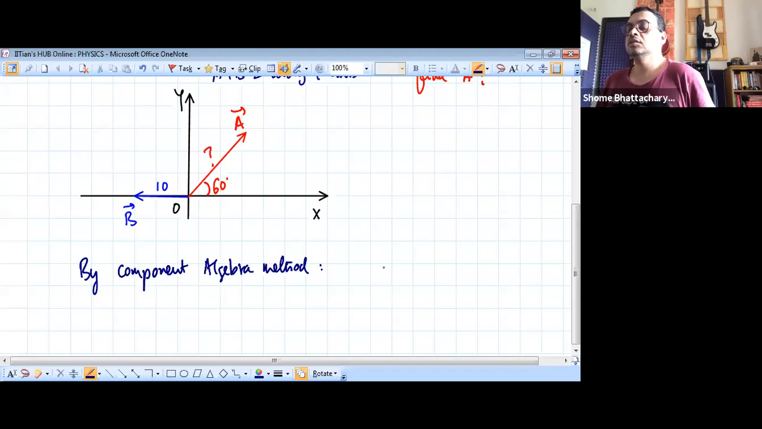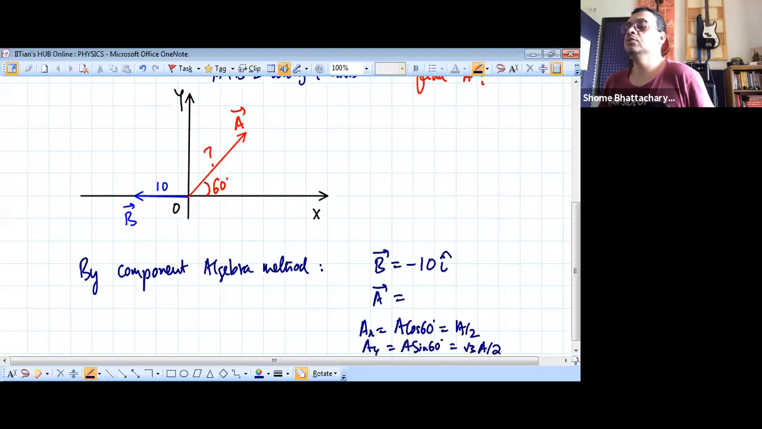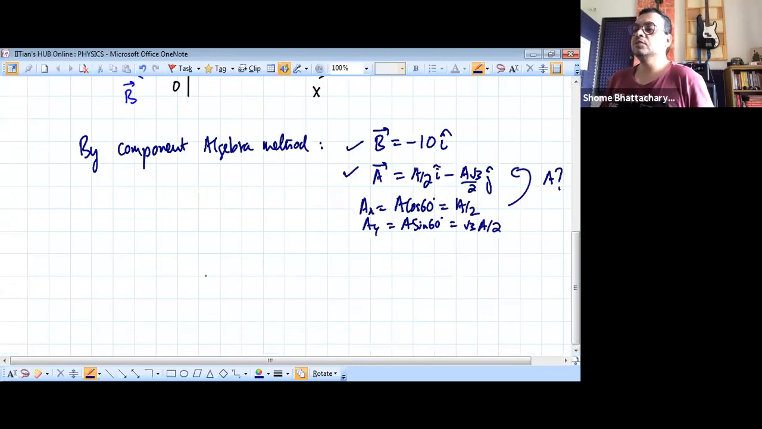You see, vector B, you can see in the diagram, is minus 10 i cap, and vector A will be such that A's x component will be A cos 60, so that is A by 2, and A's y component will be A sin 60, so that is root 3 A by 2. So the vector A we can write using these components as A by 2 i cap plus A times root 3 by 2 j cap. So this is vector B and this is vector A in terms of the unknown magnitude. Now, what will be the resultant sum of these two vectors, A plus B?